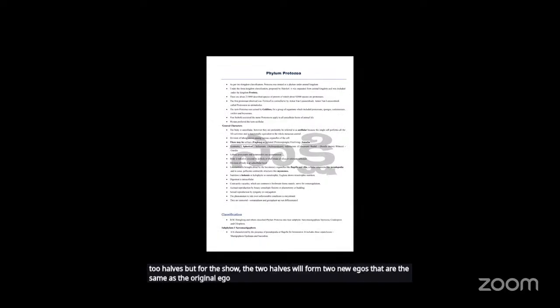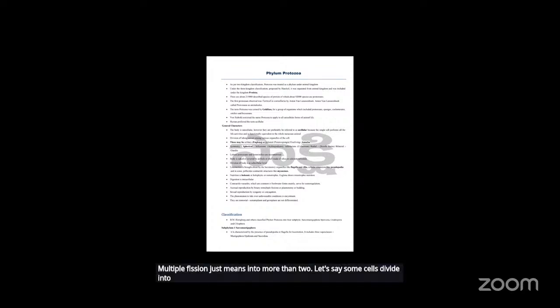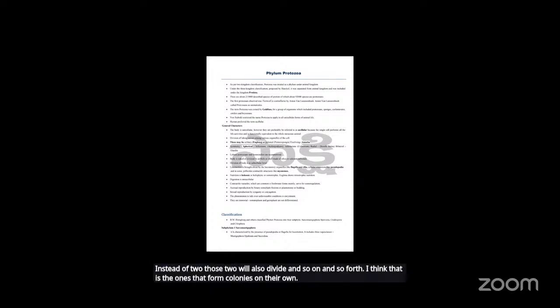If it helps you understand, multiple fission just means division into more than two. It is just continuous binary fission. Instead of two, those two will also divide, and so on and so forth. I think those are the ones that form colonies on their own. Budding is when a part of the parent cell breaks off and forms its own cell. It becomes an individual cell.